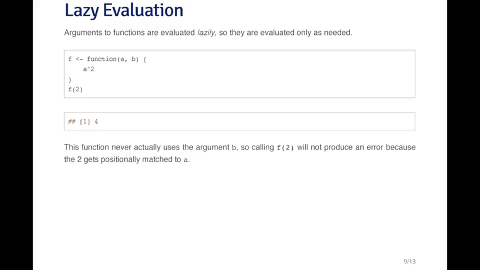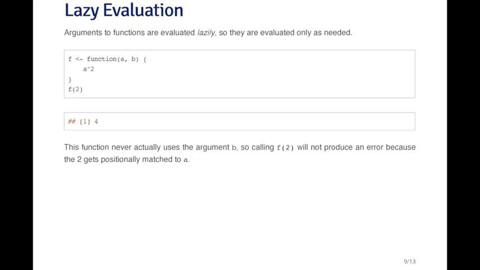Now you might be wondering, what happens to b? When I call f, I never specify what the value of b is, and furthermore, b doesn't have a default value. So what happens? Well, nothing happens, because the function f doesn't actually use b, and so the argument is never evaluated. Because it's never evaluated, there's no error, there's nothing going wrong here.